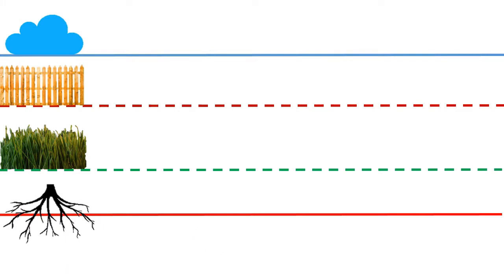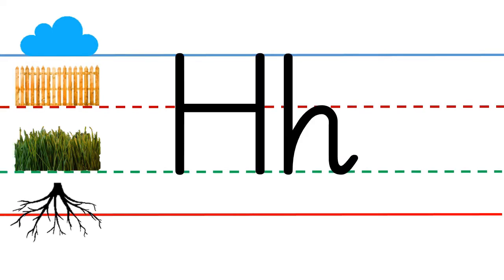In English, we have 4 lines to write on. First line is skyline. Second line is fence line. The third line is grass line. The fourth line is roof line. Today we will learn the formation of letter H.